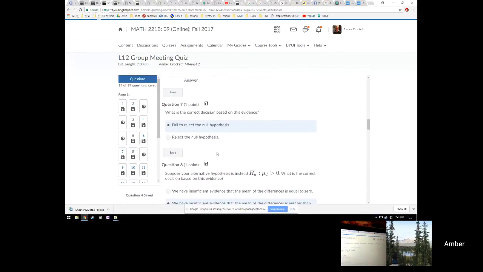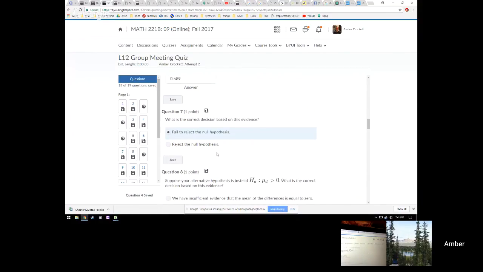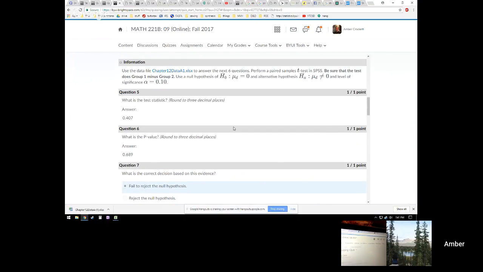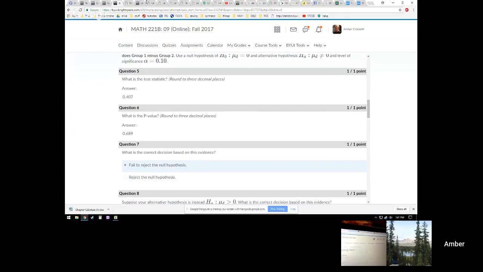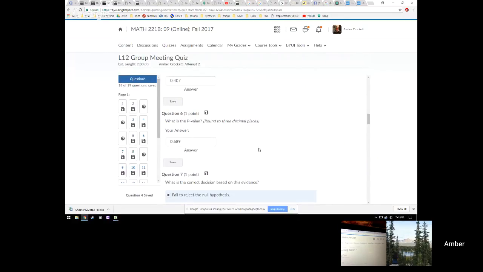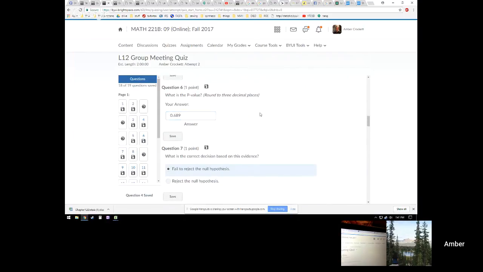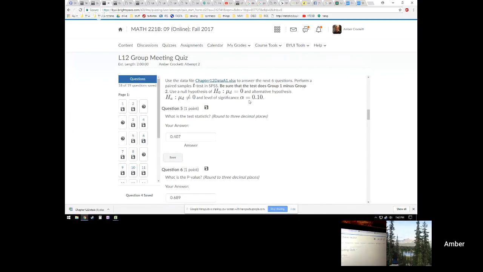Or is it reject? Because if the level's low, reject the null. But no, it's fail to reject, because the p-value is 0.6 and the level of significance is 0.1.